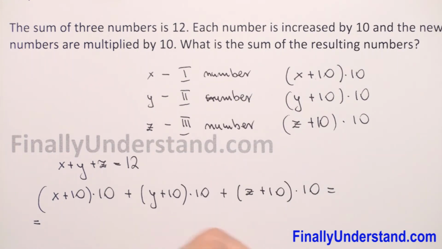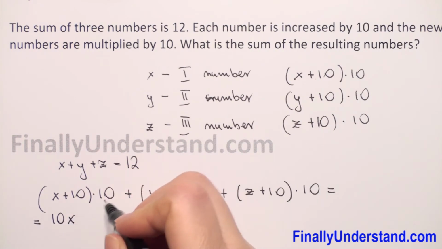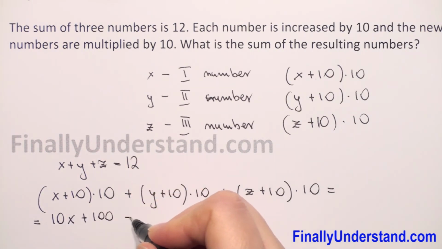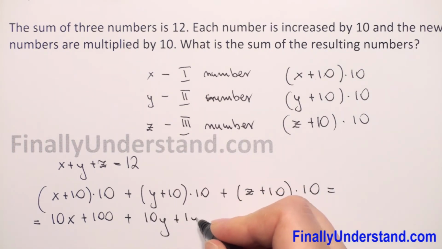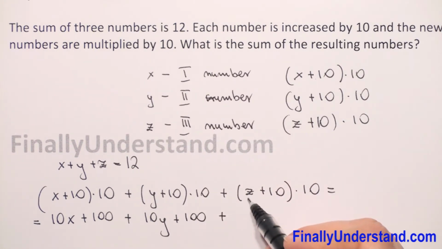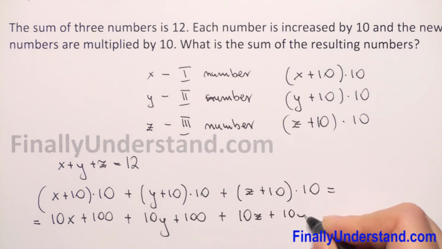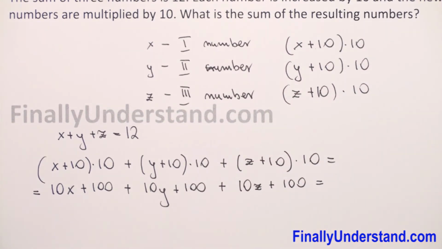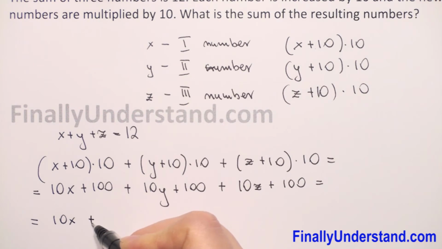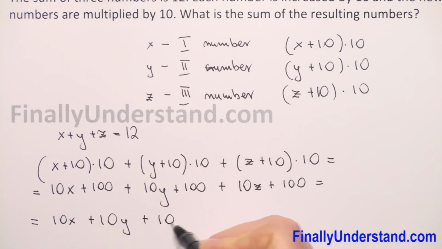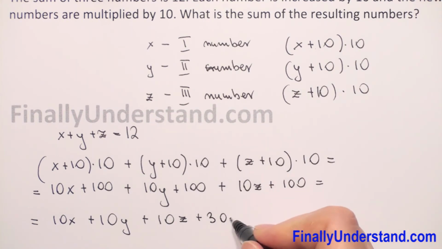So we have x times 10 is 10x. 10 times 10 is 100, plus y times 10 is 10y. 10 times 10 is 100, plus, and again z times 10 is 10z, plus 10 times 10 is 100. So this is equal to... what next can we do? We have 10x plus 10y plus 10z, and 100 plus 100 plus 100 is 300.